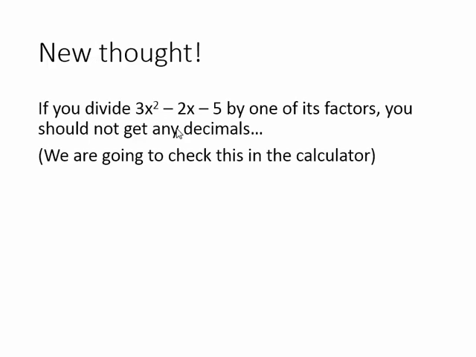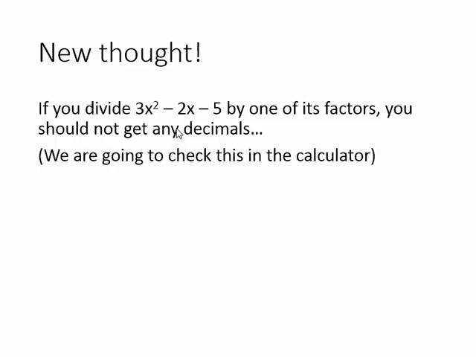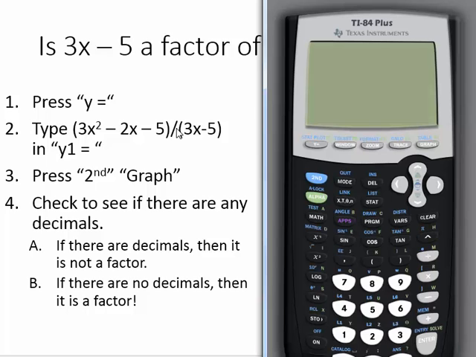So our new thought is, if we divide something that looks like this, 3x squared minus 2x minus 5, by one of its factors, you should not get any decimals. We're going to check this in a calculator. So go ahead and get your calculators open. And we're going to go through these steps to check to see if 3x minus 5 is a factor of 3x squared minus 2x minus 5. So first we get our calculators. Let's turn them on.